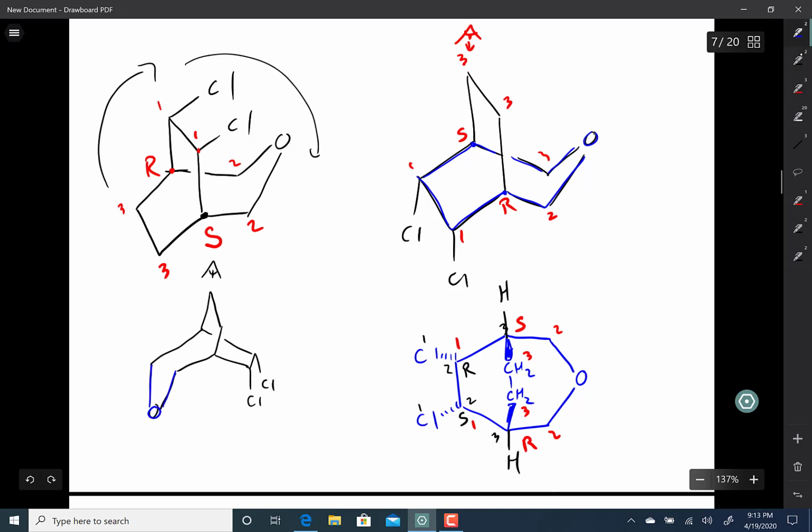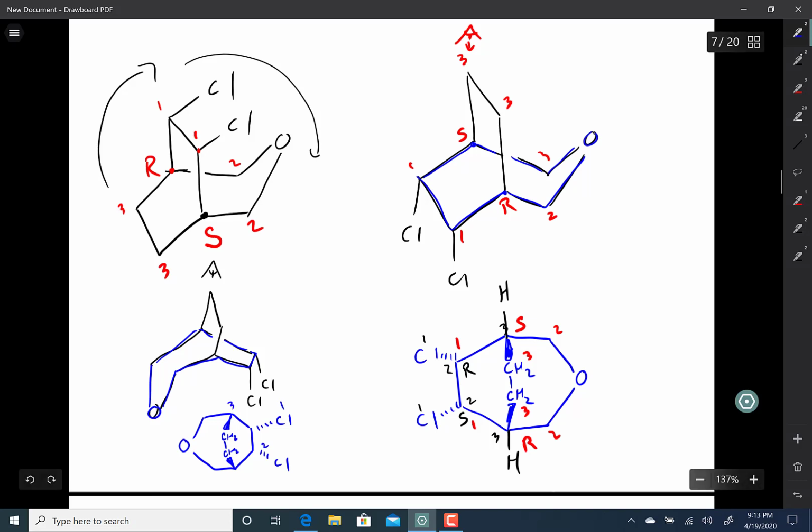there's this 7-membered ring again. So you draw a 7-membered ring. And then you have this CH2 bridge again. It's coming towards your eye, like so. And then the two chlorines, like so. And then you can figure out R and S again.